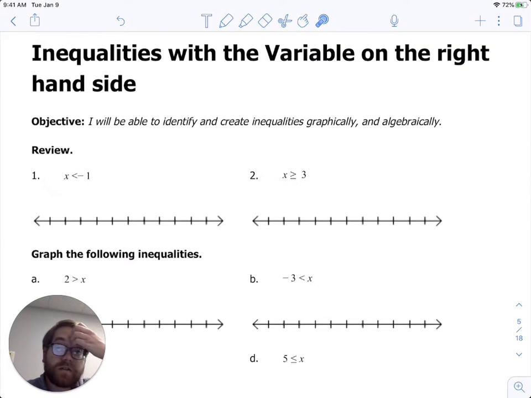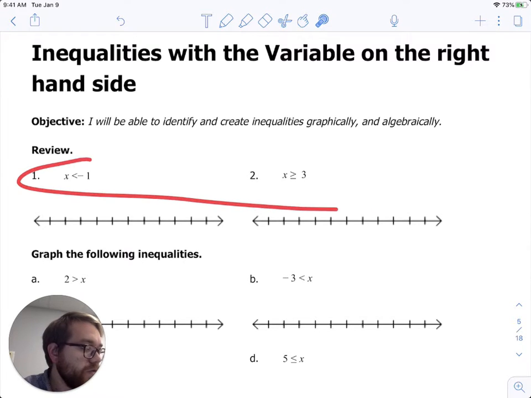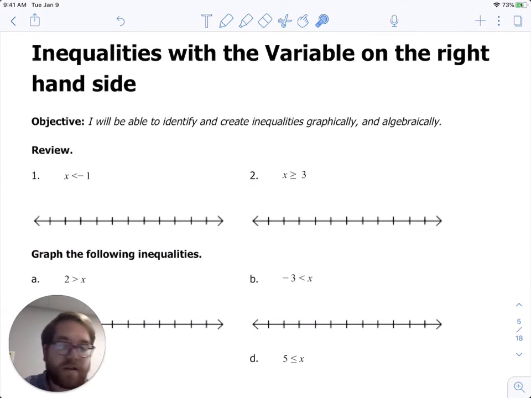And so now we want to look at, okay, what happens when the variable's on the other side? And the thing is, it doesn't really change anything. We just need to know how to read it, or how to flip things around. I'm not going to review these first two because we've done that a lot and you guys have done pretty good with it. So let's look at the examples below and graph those and solve some of those equations.